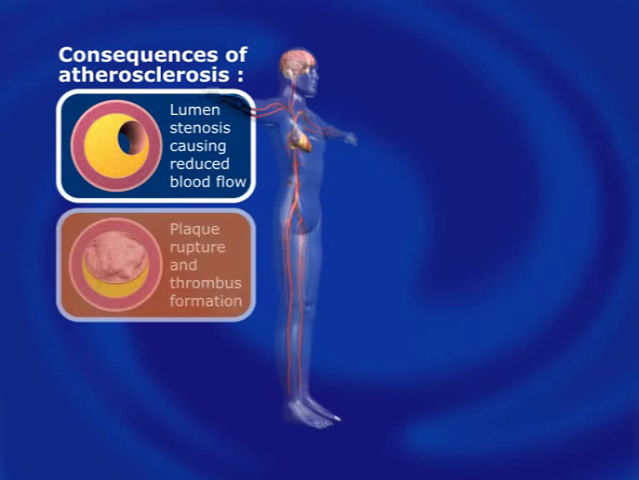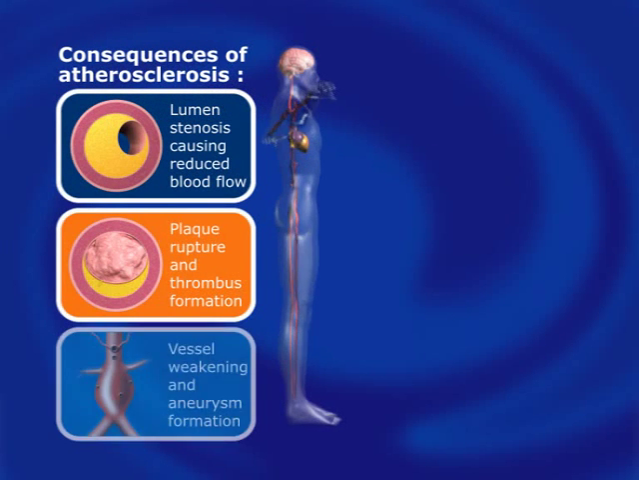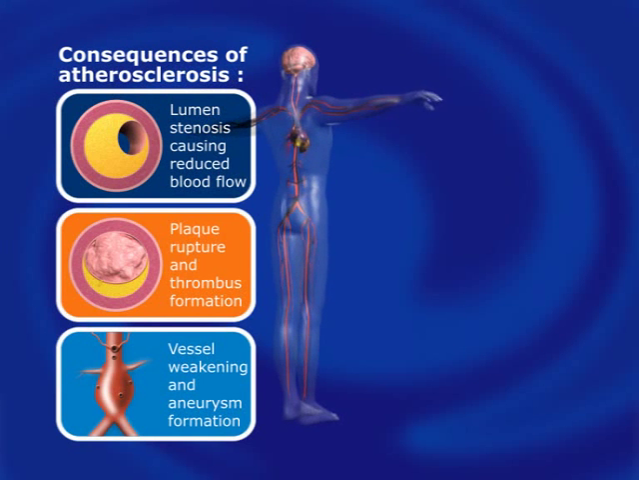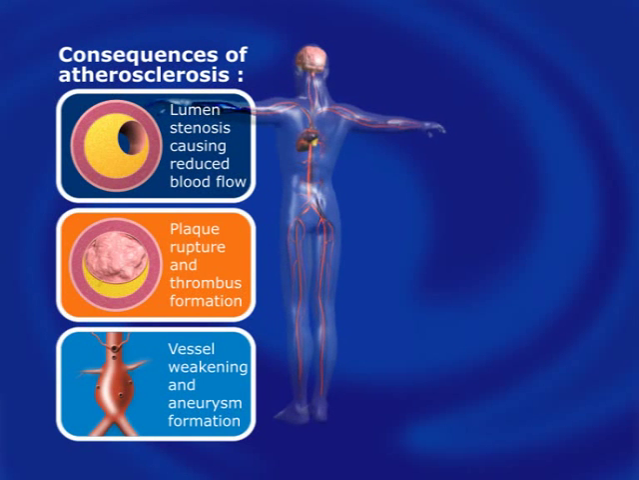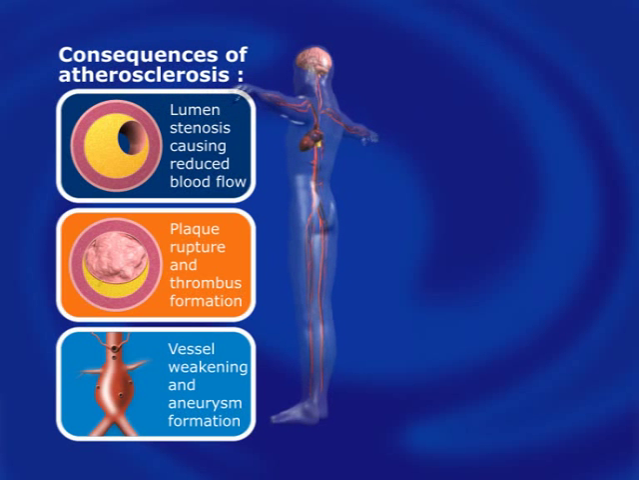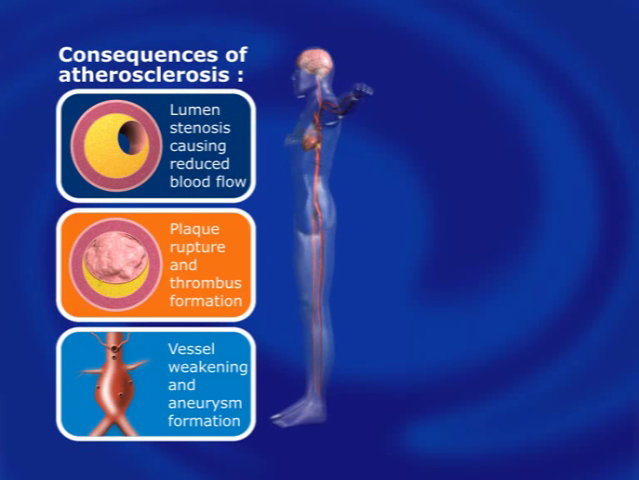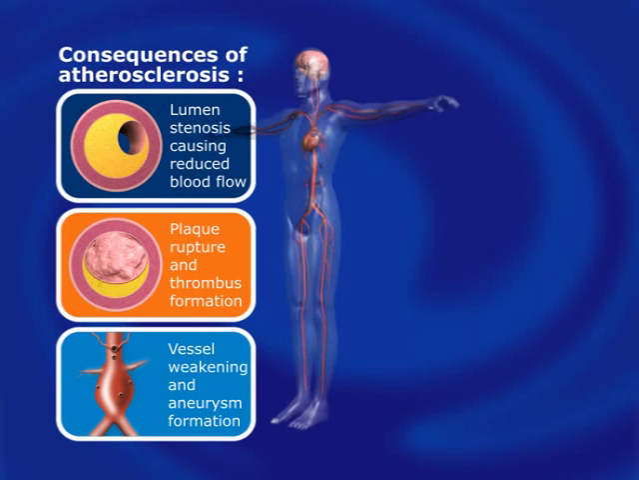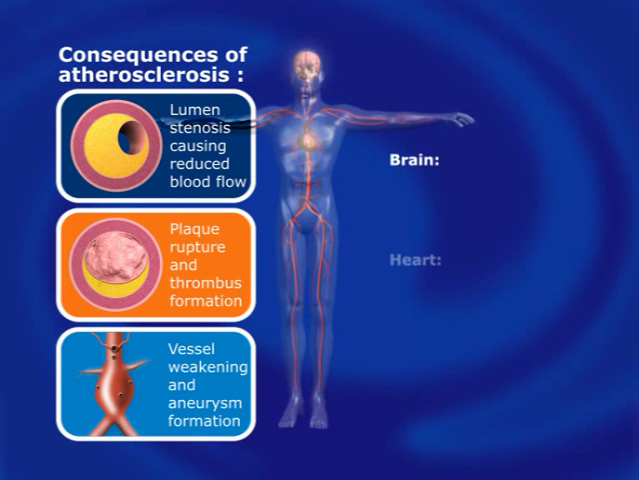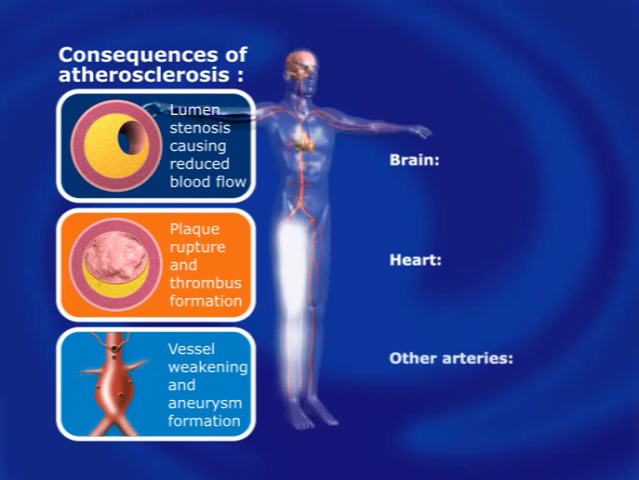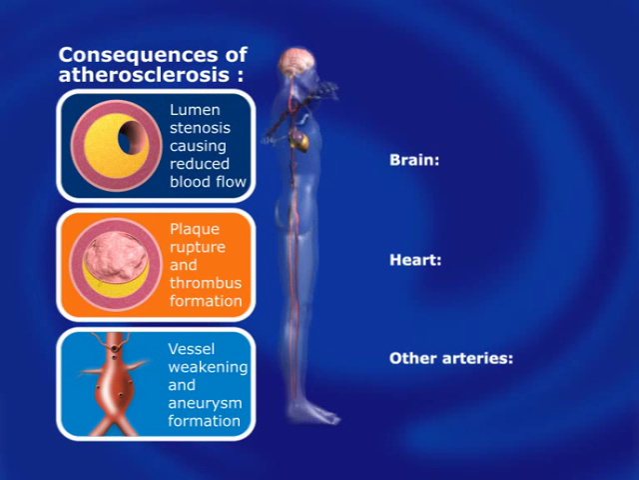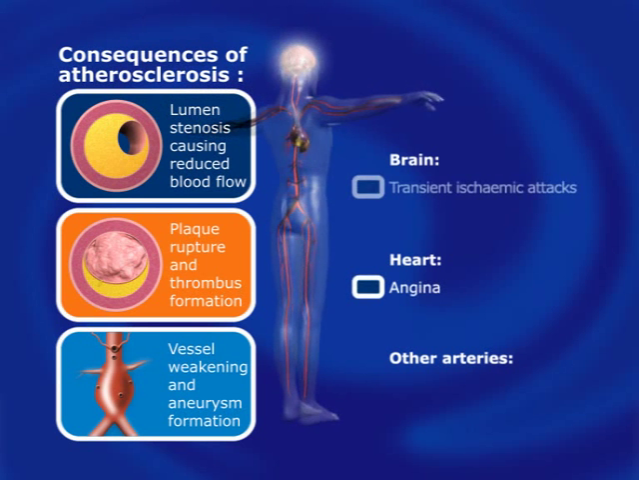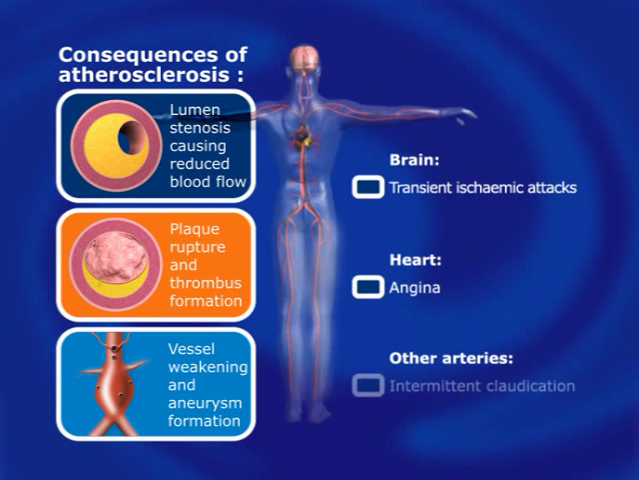Atherosclerosis typically affects areas of turbulent blood flow in medium and large arteries, including the aorta, coronary, carotid and cerebral arteries, and the peripheral arteries in the legs. The signs and symptoms of atherosclerosis depend on the site of the affected artery. Stenoses causing reduced blood flow can manifest as angina, transient ischemic attacks, or intermittent claudication.